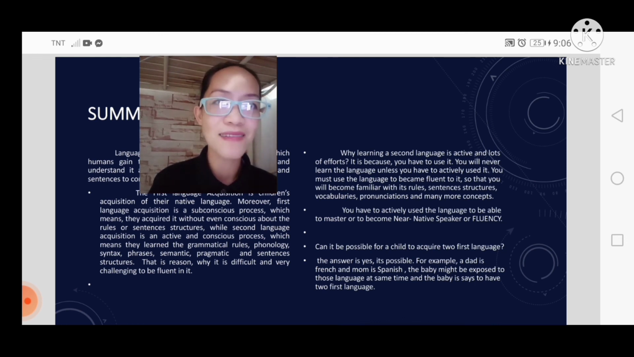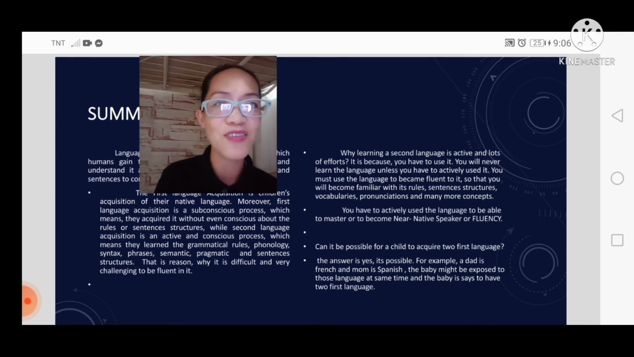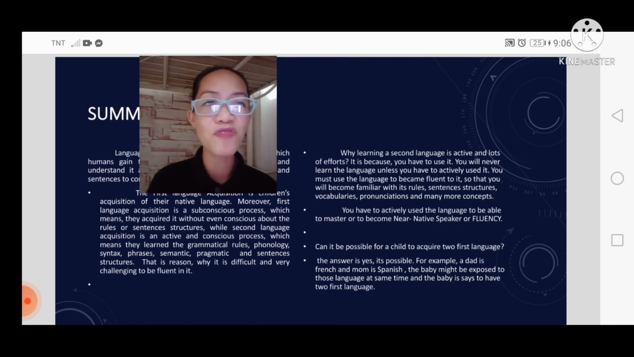Can it be possible for a child to acquire two first languages? The answer is yes, it's possible. It's possible for a child to acquire two first languages. For example, a dad is French and a mom is Spanish. The baby is exposed to these languages at the same time. So the baby is said to have two first languages.